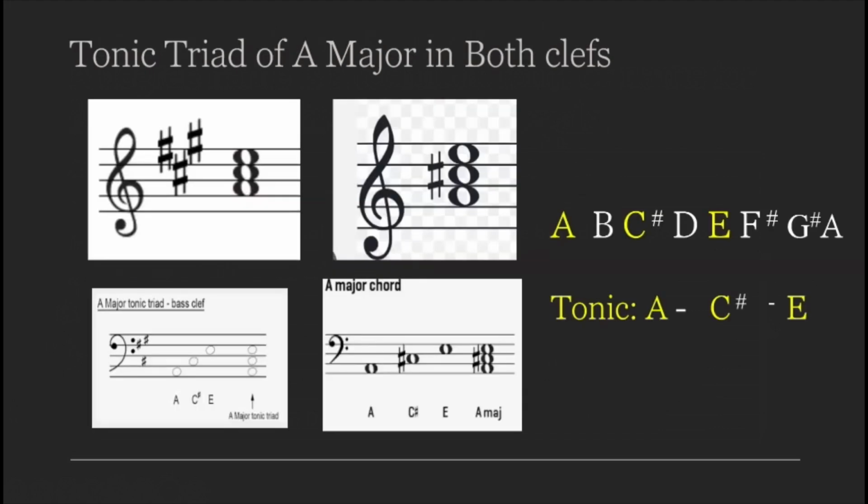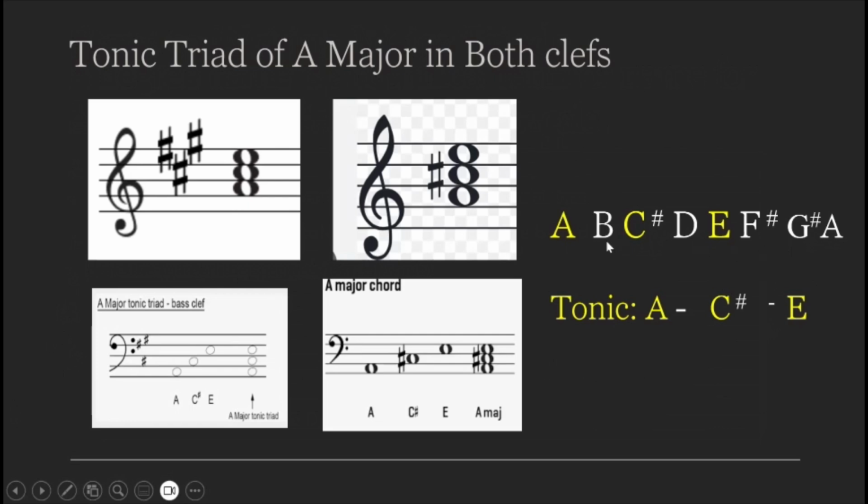Then let's jump into writing the tonic triads of each of the scales in both staves, right? So the first example is the tonic triad of A major in both clefs. Now look at it. I have two samples here for A major. The one for the treble clef, you can see that A major has in its key F sharp, C sharp, and G sharp. Agreed? As the accidentals, right?